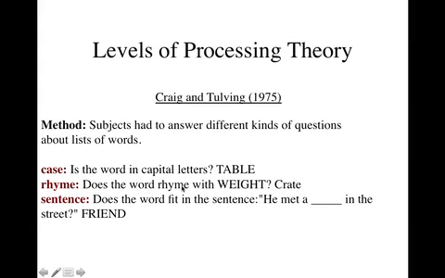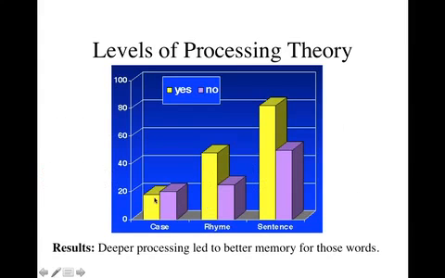Rhyme requires that you at least figure out what the word is, but not necessarily its meaning, and then the sentence requires meaning. The overall findings are that the worst performance is in the most superficial form, which is the case. Performance is better in the rhyming condition, when you have to encode it in terms of the sound of the word. And the best performance by far is when you have to encode it in terms of the meaning of the word. So deeper processing leads to better memory for these words.